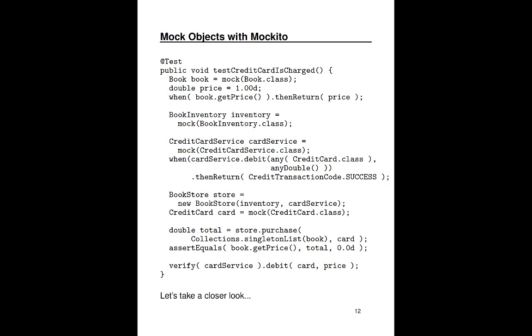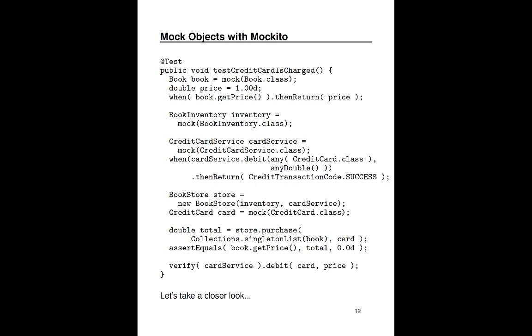Then we're going to create a mock credit card, and we're going to call a purchase method by sending it the mock book and the mock credit card. And the purchase method will execute as it normally does, again, interacting with these mock objects. It doesn't care that the book that's passed in or the credit card that's passed in or the book inventory or the credit card service are all mock objects. It just invokes the methods on them, and the mock objects return the behavior that the test wants.